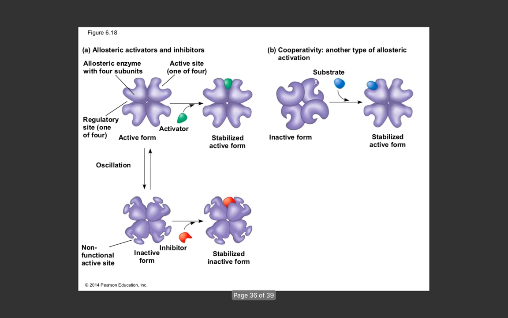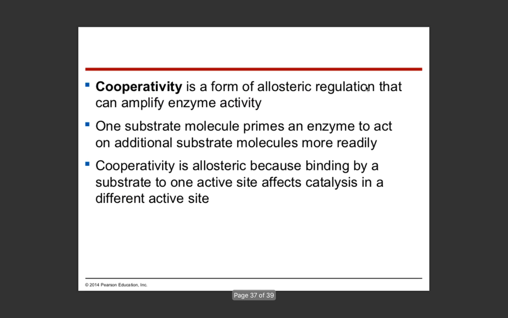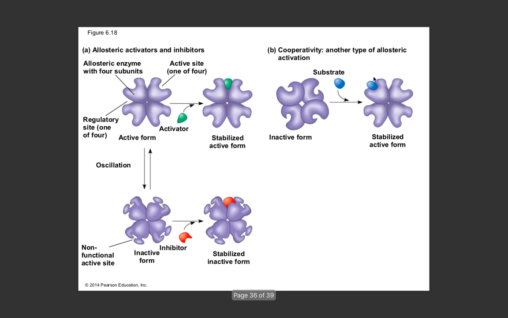Look at the shape change. The substrate binding actually activates this. It's also binding to a substrate on one of the active sites, which can affect the catalysis on different active sites. So these are all wanting to catalyze the same reaction that's happening here. They're all going to now have a greater affinity for the substrate, and then all of the reactions will ensue at the same time.